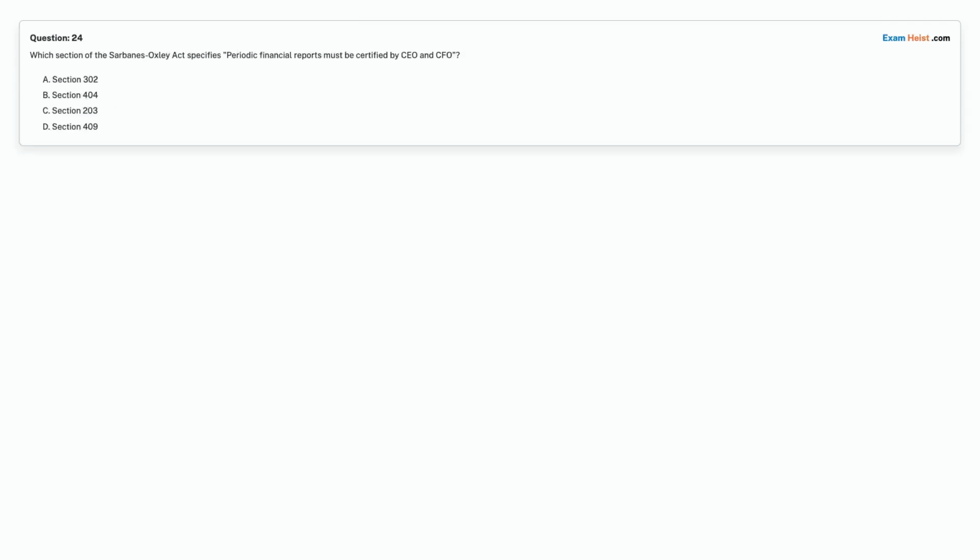Question 24. Which section of the Sarbanes-Oxley Act specifies periodic financial reports must be certified by CEO and CFO? Option A. Section 302. Option B. Section 404. Option C. Section 203. Option D. Section 409. Choose the correct answer.